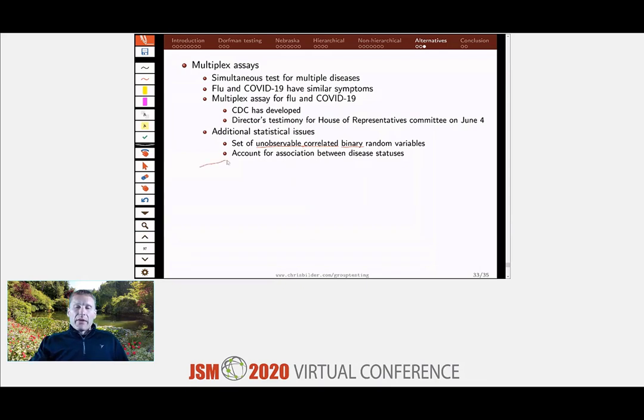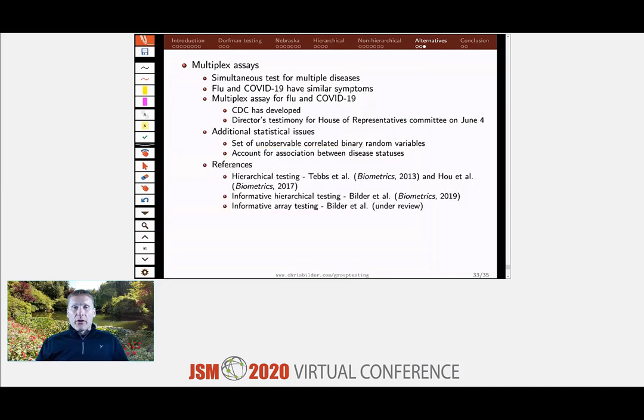Then, when looking at measures such as the expected number of tests for a particular group testing algorithm, you need to account for this association between disease statuses for people. That will affect how many tests are needed. Over the last 5 years or so, myself, Chris McMahan, and my colleague Josh Tebbs at the University of South Carolina, and other collaborators, we've looked into this problem with respect to multiplex assays. The first paper on it wasn't written until 2013. Here are some references if you want to explore this further.